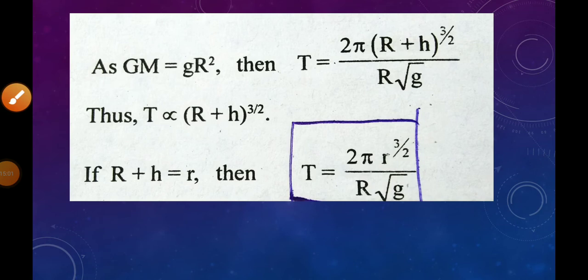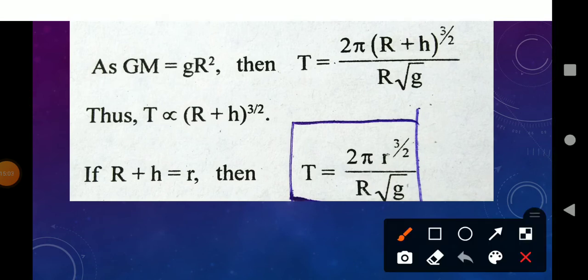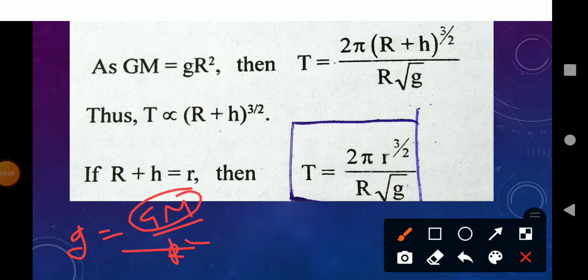And also by rearranging, we know acceleration due to gravity g is equal to GM by R square. From this, GM is equal to gR square. Then T is equal to 2 pi (R plus h) all raised to 3 by 2 divided by R root g. And also we can rewrite it by taking R plus h as r.